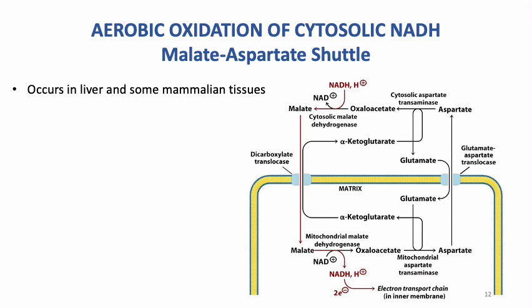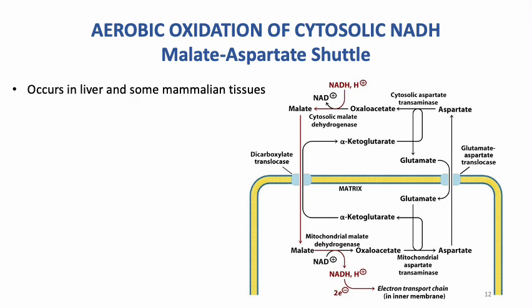The second shuttle is what we call the malate aspartate shuttle, and this occurs in liver and some mammalian tissues. What happens? The NADH here will be used to reduce oxaloacetate to malate, catalyzed by the enzyme cytosolic malate dehydrogenase. Now the malate will enter the inner mitochondrial membrane in exchange for alpha ketoglutarate through a translocator called dicarboxylate translocase.